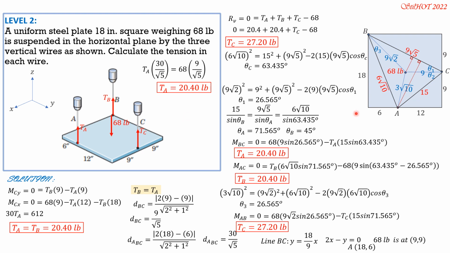You can do it for tension B. I want you to find the equation of line AC. Then for tension C, find the equation of AB. And the distance of 68 pounds from this AB here, distance of 68 pounds from AC, and so on and so forth, so that you will have another solution.